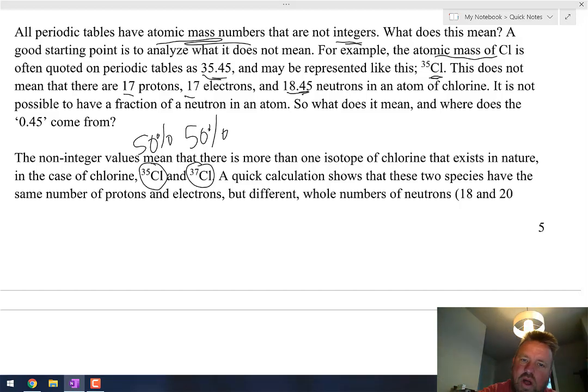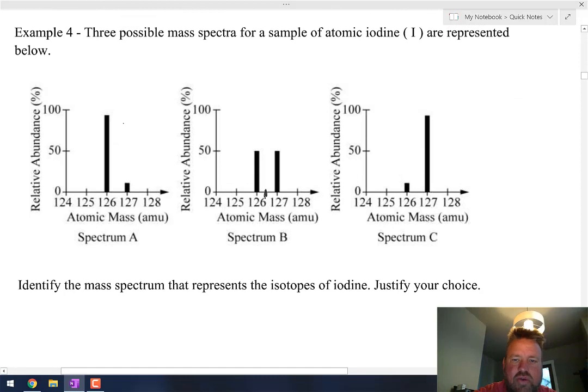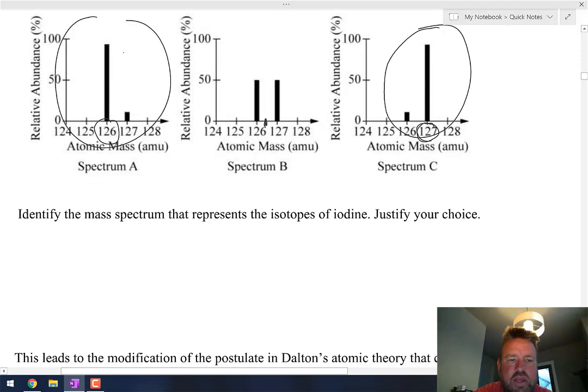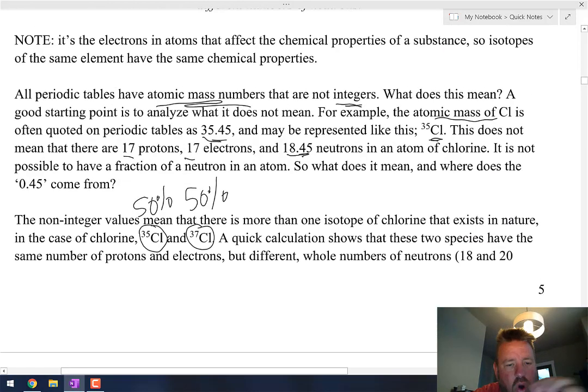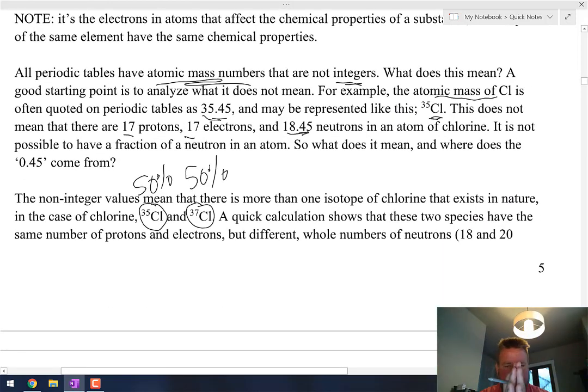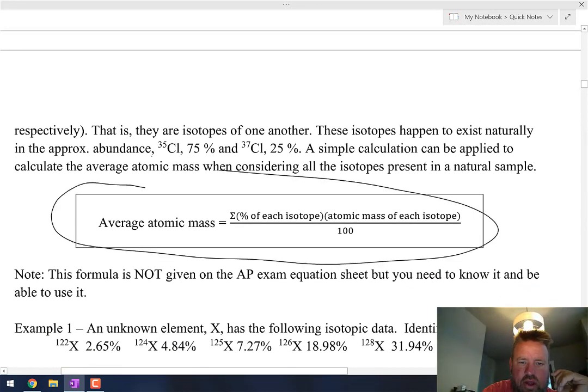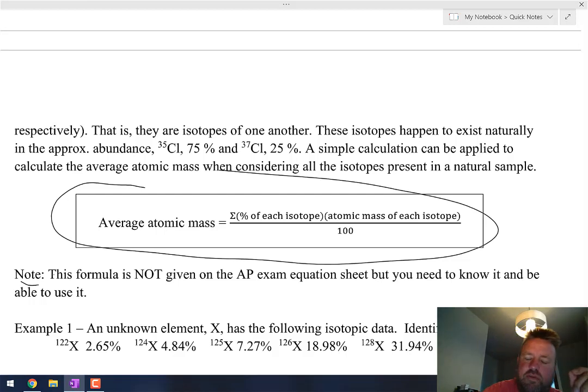Well, of course, it'd be 36, because it's 50-50. But if there's more of one than the other, like we saw yesterday with this question right here, then that average is going to be weighted towards the 127. In this one right here, it'd be weighted more towards the 126. Only when it's 50-50 can you simply take the two masses and average them. So the way that we calculate that is we use this equation right here. Right below it, it says, note, this formula is not given on the AP exam equation sheet, but you absolutely should know it, should be familiar with it. You absolutely need to know how to use it.